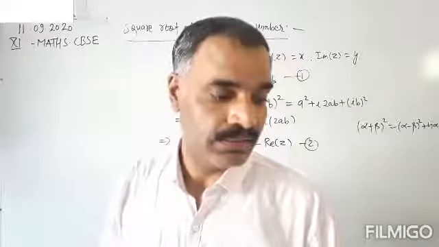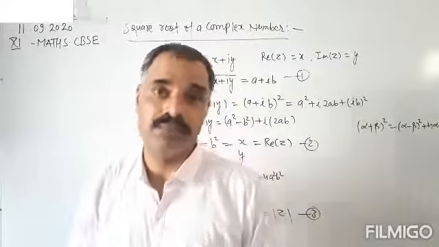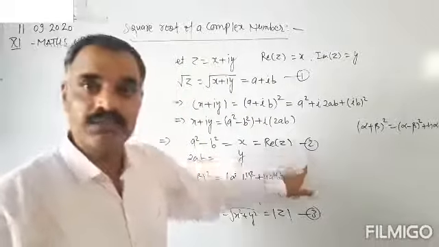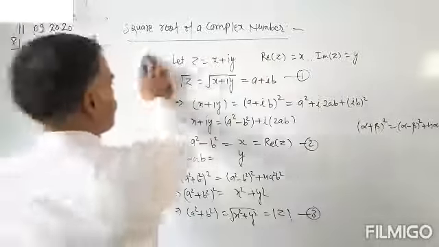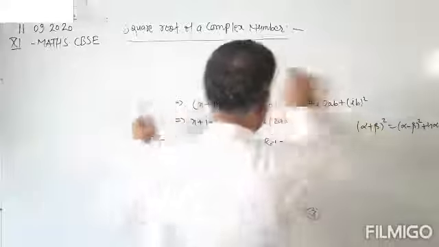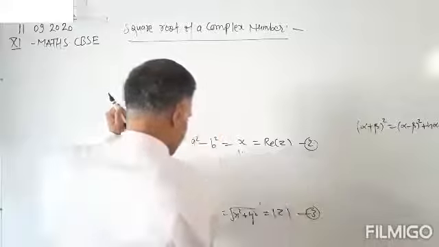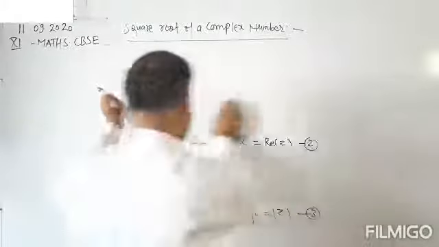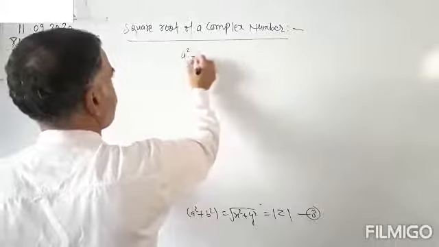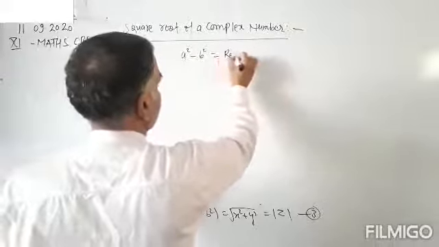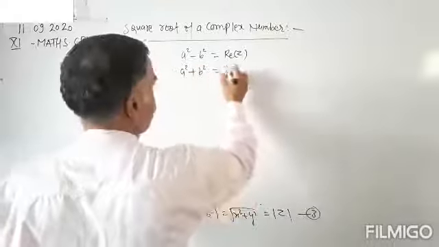Here we are learning the method of finding the square root of a complex number. So now we have to solve equation number second and equation number third. Let us wipe out all these. Equation number second is a square minus b square equals real part of z, and a square plus b square equals magnitude of z.